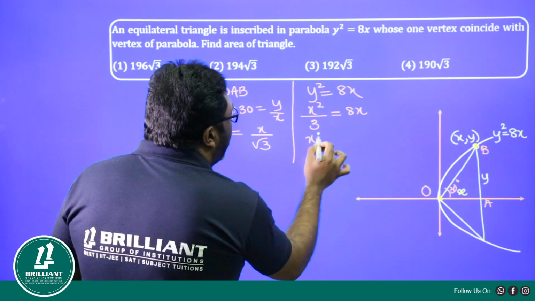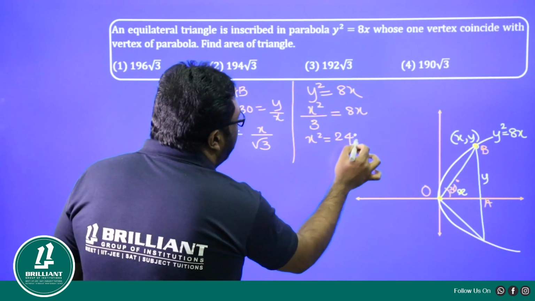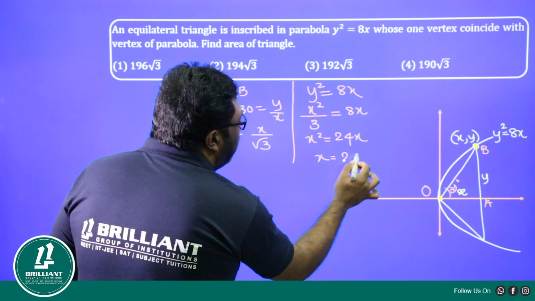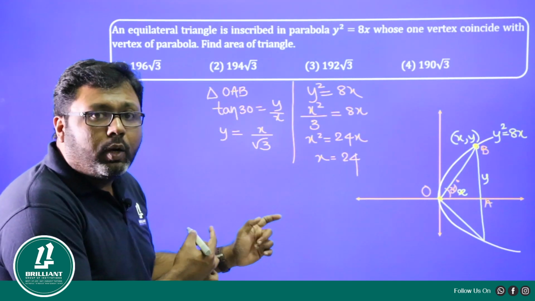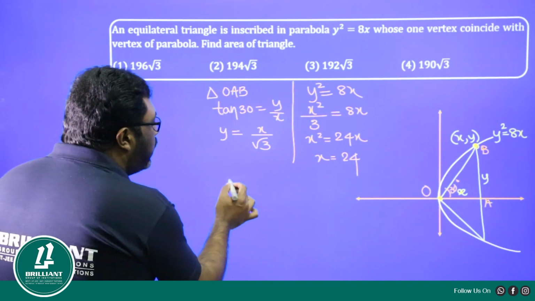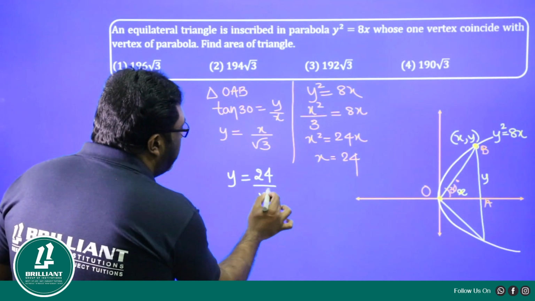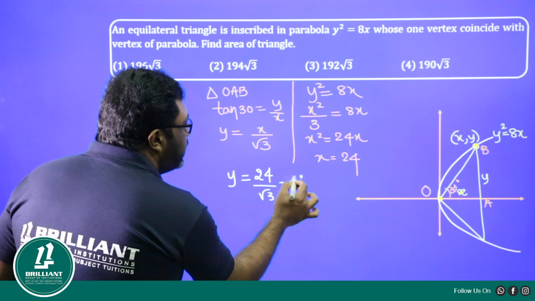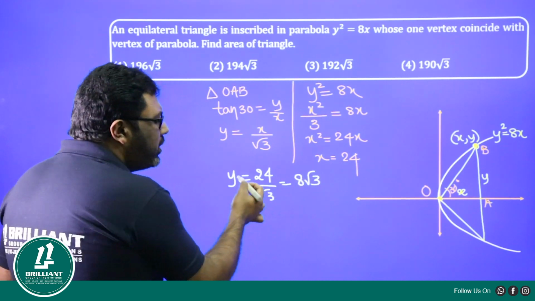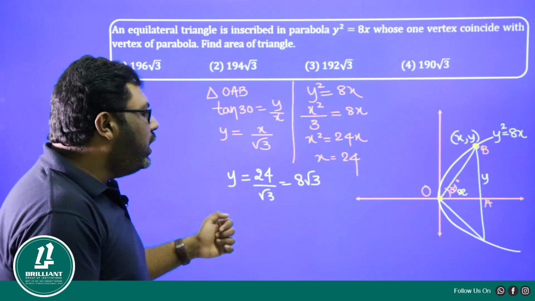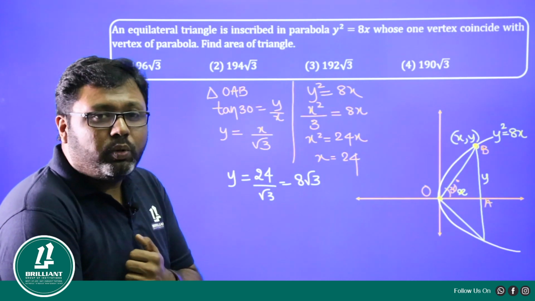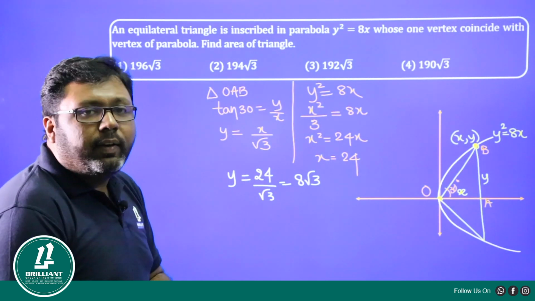So x squared is equal to 24x. x is equal to 24. Now x is equal to 24. So if x is equal to 24, what is y? y is equal to 24 divided by root 3. Yes, and that is equal to 8 root 3, because 24 is 8 into 3, and the 3 and root 3 can cancel, giving 8 root 3. So 8 root 3 is the value of y.